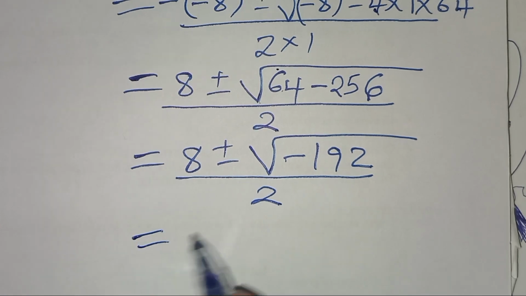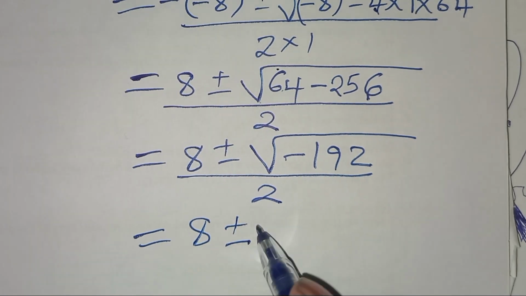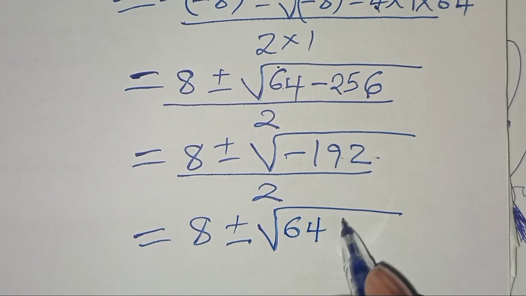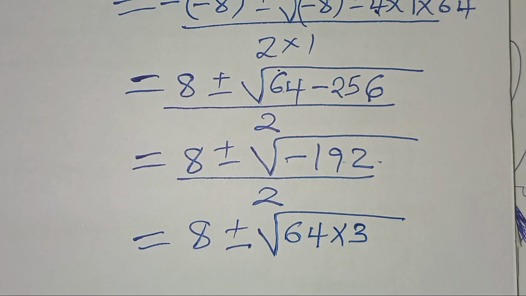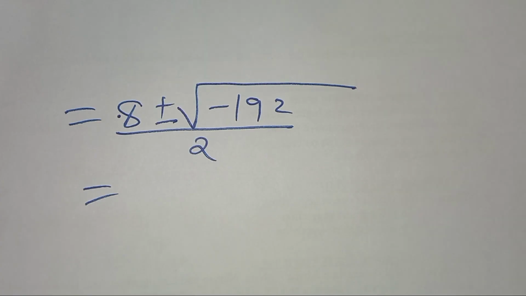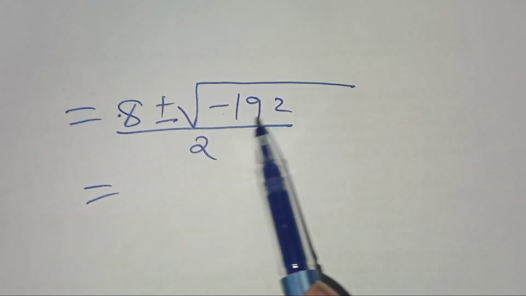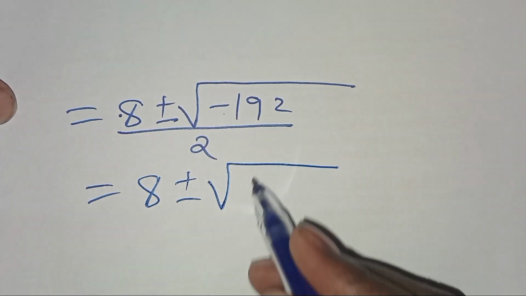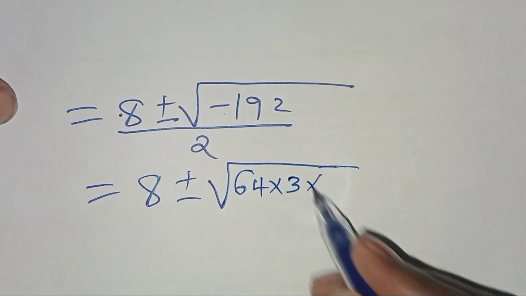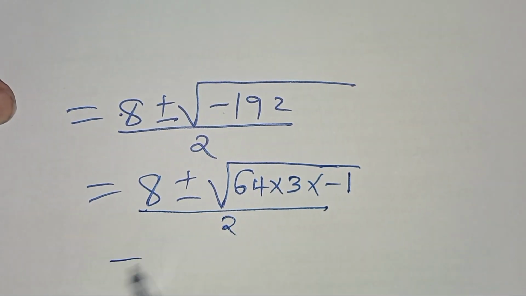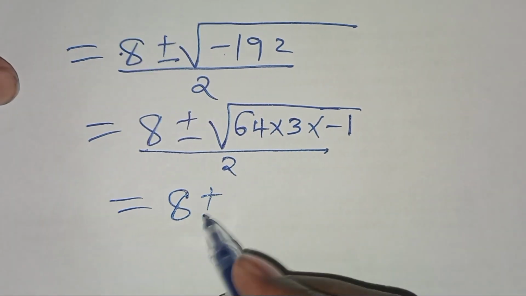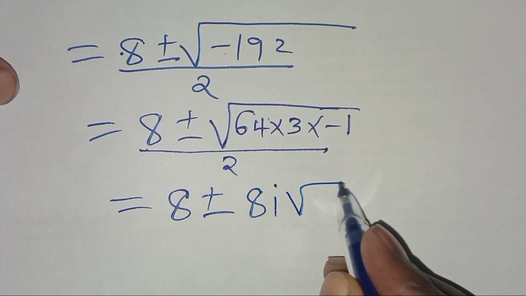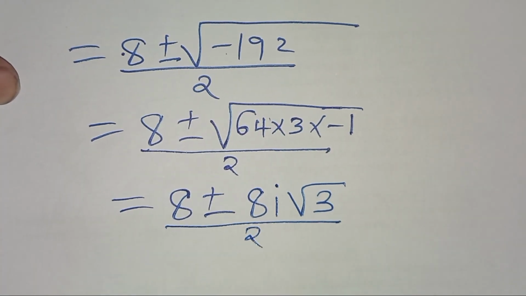The next step here, we have 8 plus or minus. We can express negative 192 as 64 times 3. So here we have 8 plus or minus the square root of negative 1 into 2 divided by 2, which you can express as 64 times 3 times negative 1 divided by 2. Now, in this case, you'll have 8 plus or minus the square root of 64, this is 8, the square root of negative 1, this is i, then square root of 3 divided by 2.